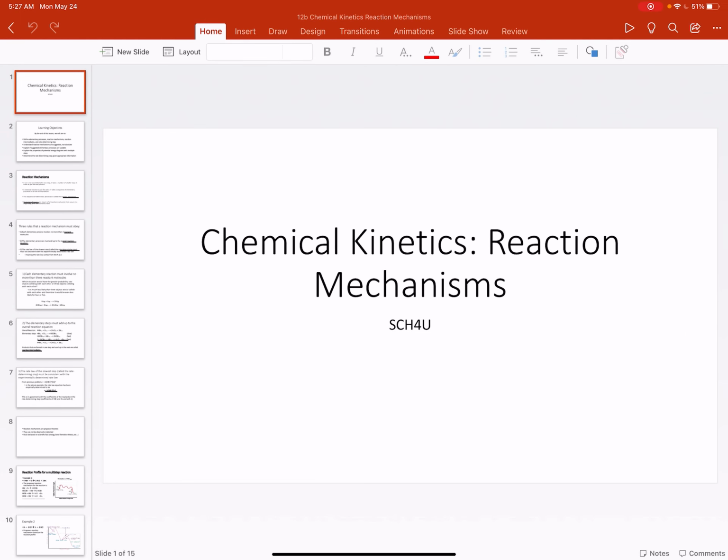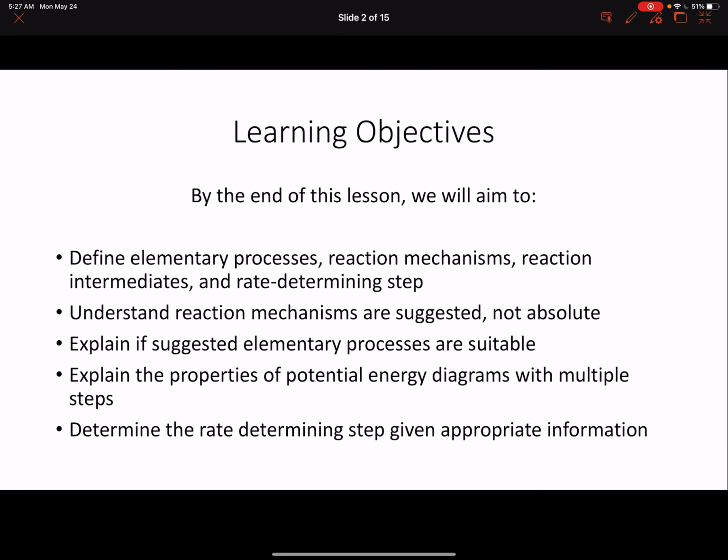Hey there, grade 12s. Last recording in this unit regarding energy changes and rates. So we'll go through the reaction mechanisms lesson, and what a mechanism is, just the way that a reaction happens. So we'll jump right into it.